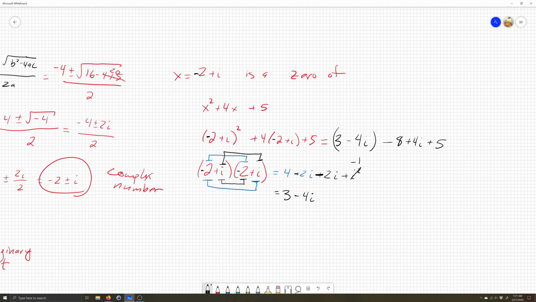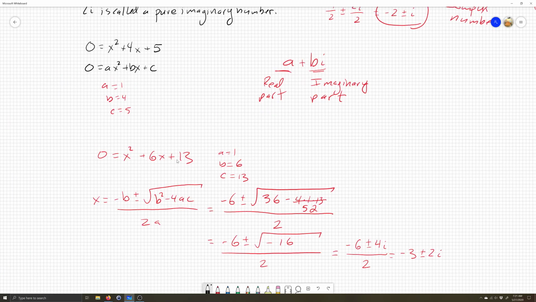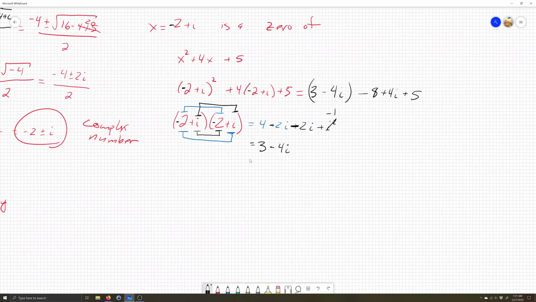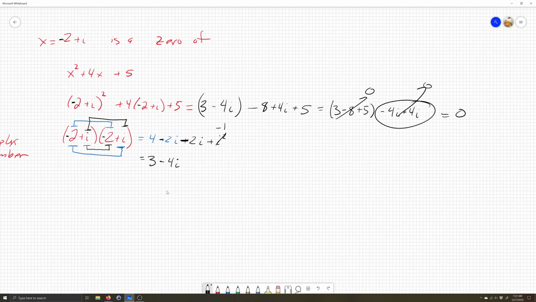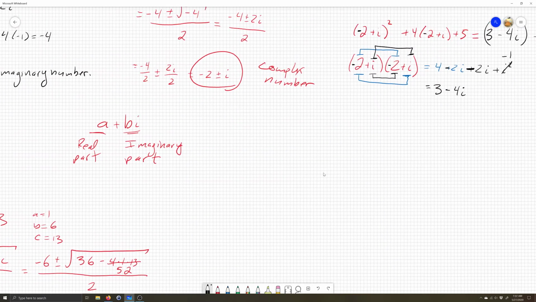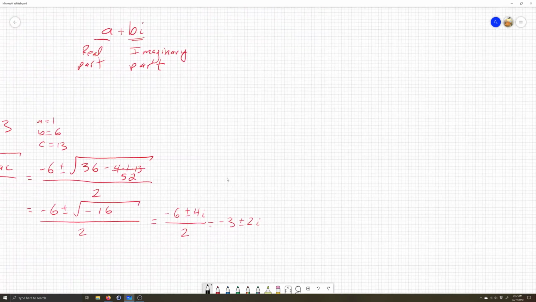Okay. So then I combine like terms. So I get 3 minus 8 plus 5, which is 0, and minus 4i plus 4i, which is 0. And the whole thing is 0. Let's just repeat it with the other one.